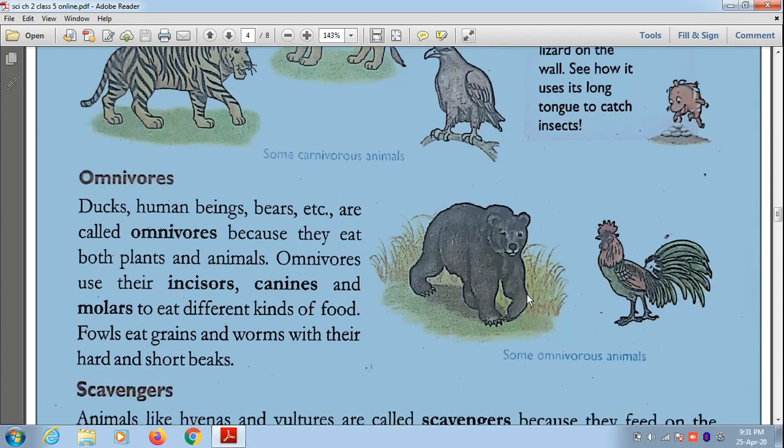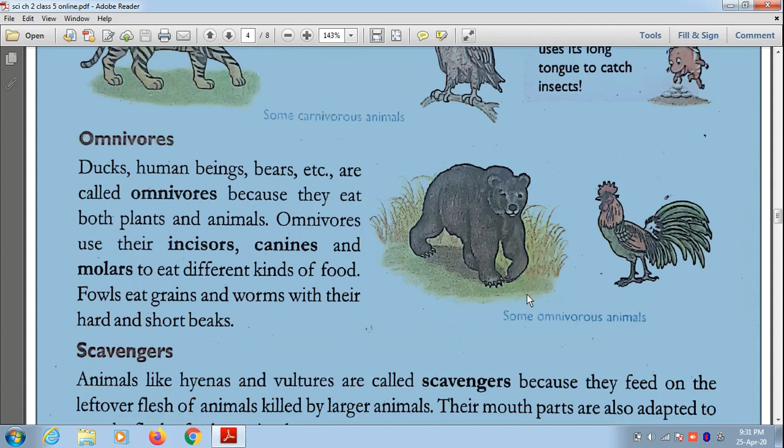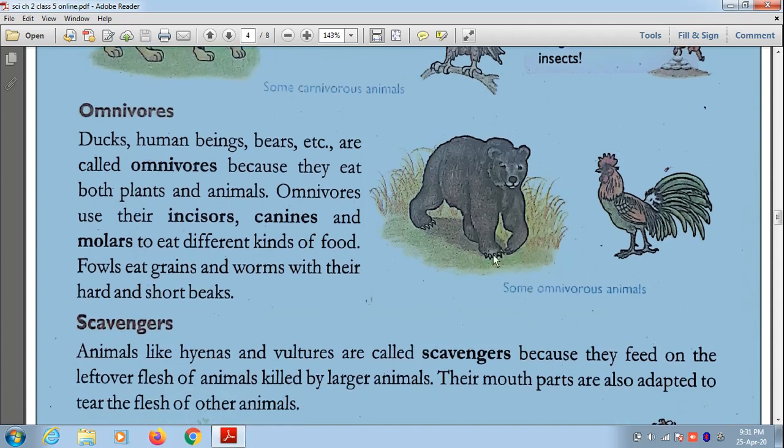Now, moving on to omnivores. Omnivores are those organisms that can eat the flesh of other animals as well as plant products. Right? Ducks, human beings, bears.